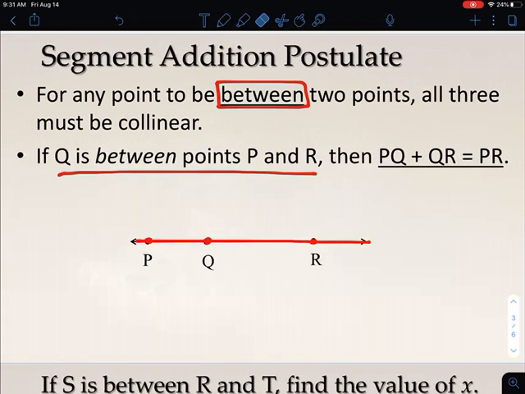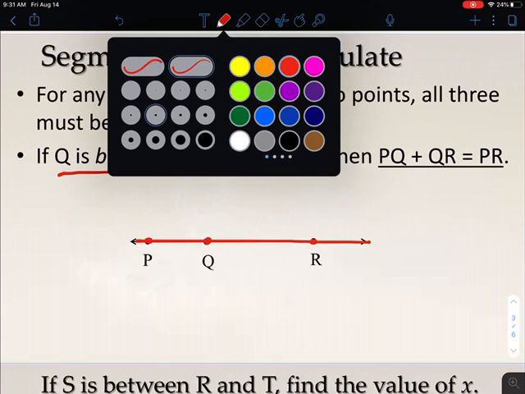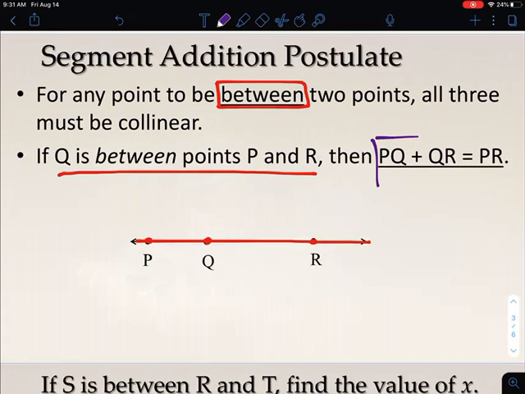Now, what the segment addition postulate says, the part that's really, really important to take away from here, is this equation right here. PQ plus QR equals PR. They're saying the length of PQ plus the length of QR is equal to the length of PR. Now, if we think about this a little bit differently, it should make perfect sense.